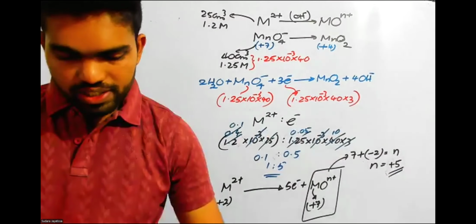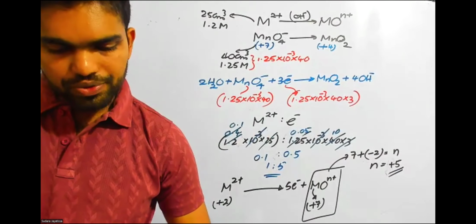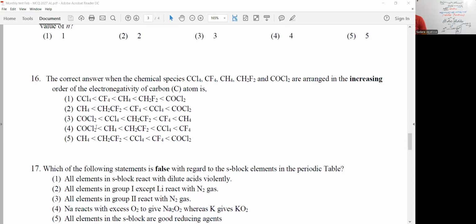Now let's go to the 16th MCQ. We have 10 more MCQs to finish. We'll do them quickly. It's a usual question asking what is the proper order of increasing electronegativity. They all are carbon-containing compounds, so you need to apply the SCOPE rule. We'll discuss how to apply it.